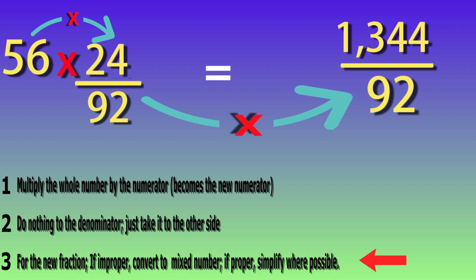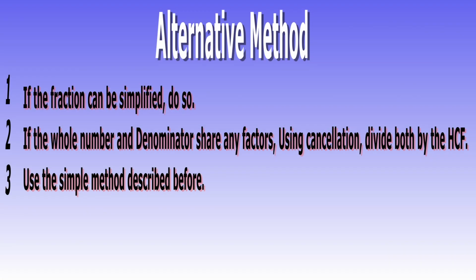There is another way of approaching this, which will make a problem like this easier. Let's try this other method. There are 3 steps to it. Step 1, if the fraction can be simplified, do that first. Then in step 2, if the whole number and the denominator of the fraction share any factors, using cancellation, divide both the whole number and the denominator by the highest common factor. Step 3, then use a simple method that we described before.